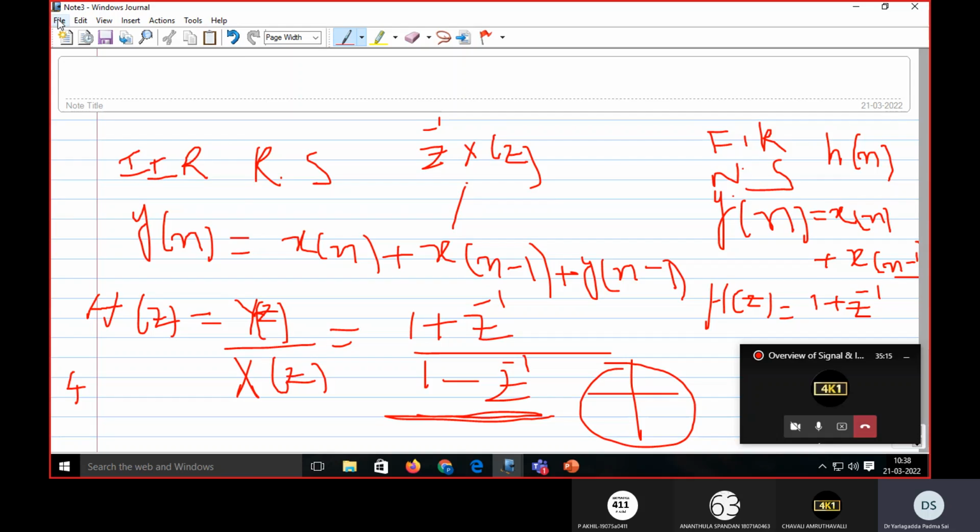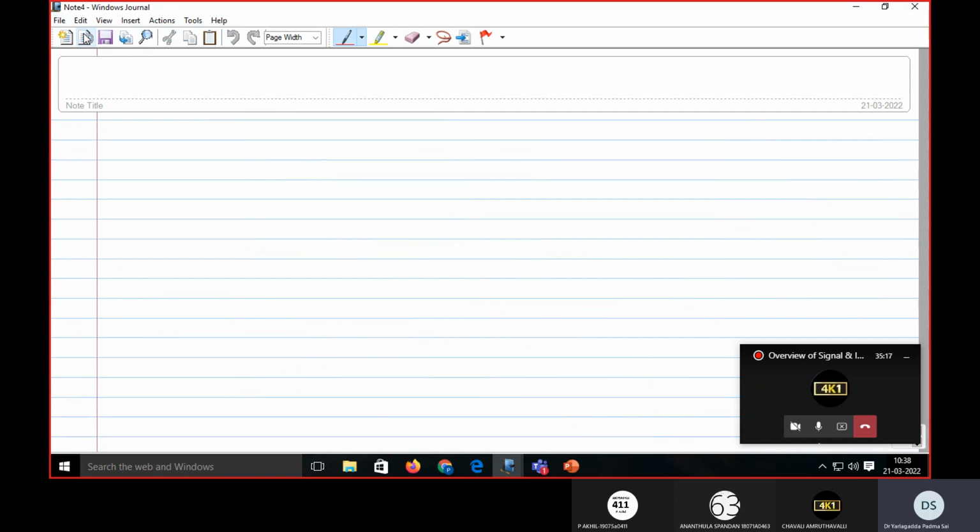When you are designing any ideal system, what do we need, this is the system. Already, for example, it is h(n) or H(z) or H(omega), whatever it may be.